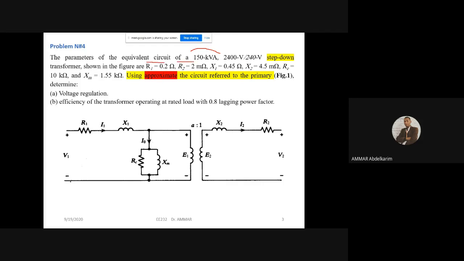Those are the parameters of the equivalent circuit. R1 equals 0.2, R2 equals 0.02 milli ohm, X1 equals 0.45 ohm, X2 equals 4.5 milli ohm, RC, which is the core resistance, equals 10 kilo ohm, and XM, which is the magnetizing reactance, equals 1.55 kilo ohm. Using the approximate equivalent circuit referred to the primary, determine the voltage regulation and the efficiency of the transformer at rated load with 0.8 lagging power factor. So let's start with the voltage regulation.